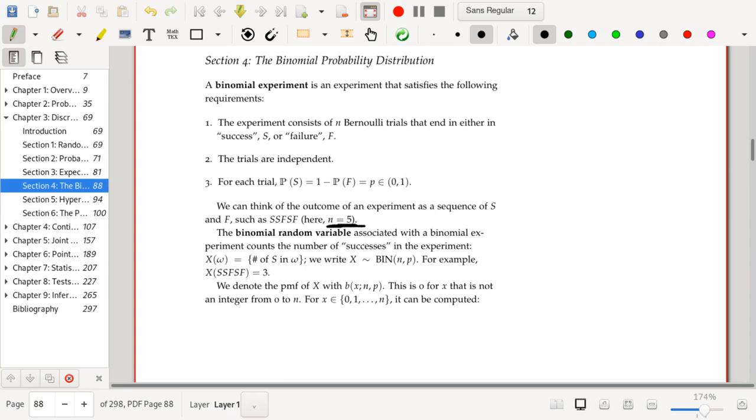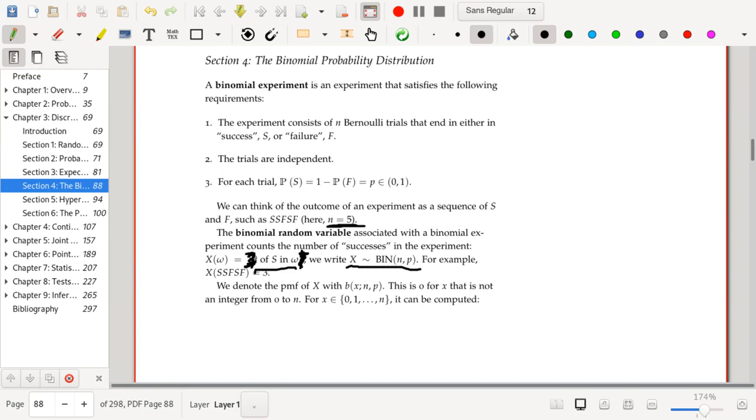So the binomial random variable is the associated random variable with binomial experiments, and what a binomial random variable does is count the number of successes in the experiment. So X of omega is equal to the number of S in omega. Why did I write that as a set? That doesn't make any sense. It's not a set, it's just a number. We will then say that X follows a binomial distribution with parameters n and p.